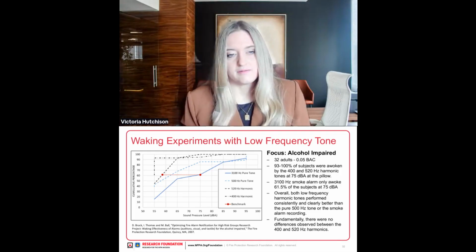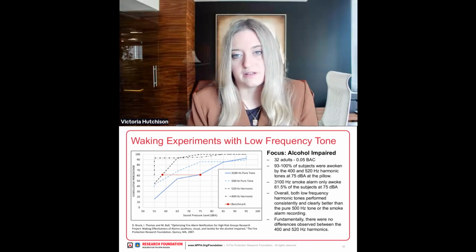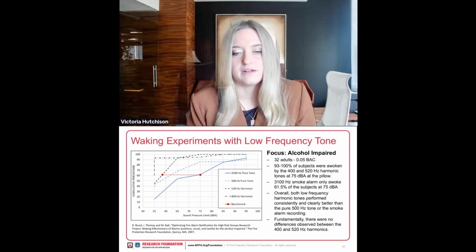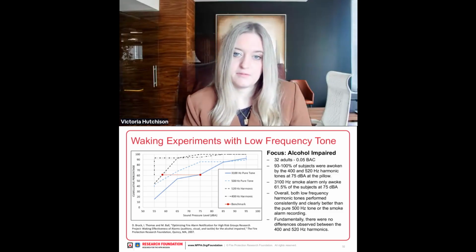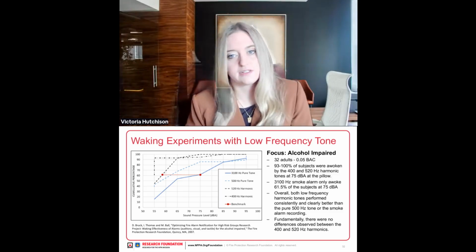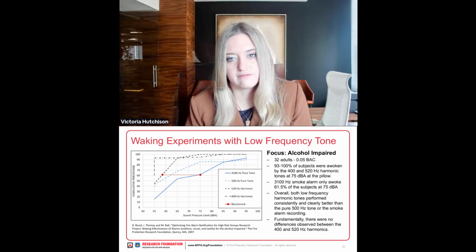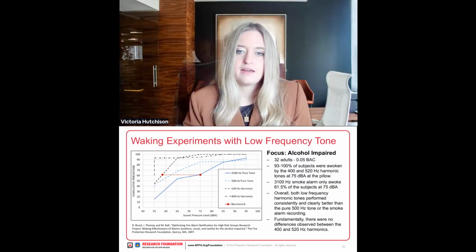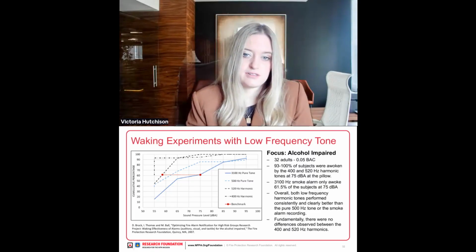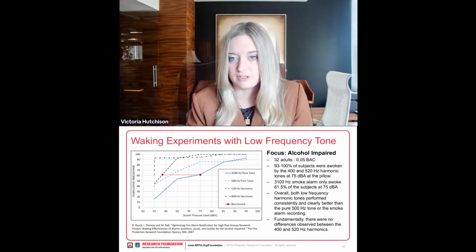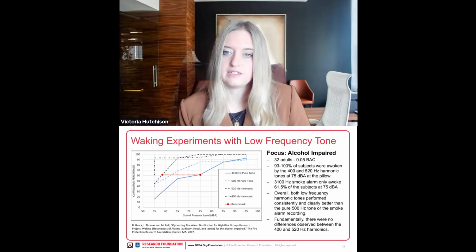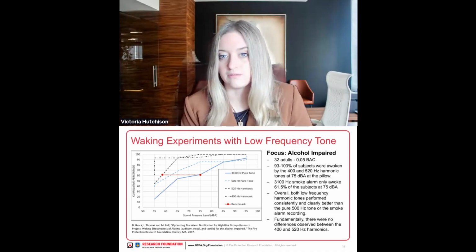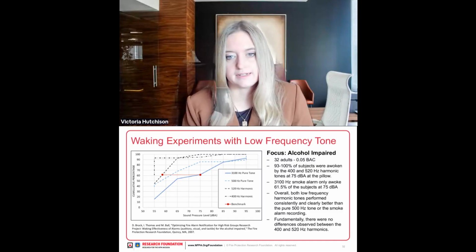This study here was waking experiments with a low-frequency tone for the alcohol-impaired. We had 32 adults involved in the study. Between 93 and 100% were awoken by the 400 to 500 hertz harmonic tones at 75 dBA. In comparison, the 3100 hertz smoke alarm only woke about 61% at that same decibel level. So you can see much greater effectiveness on that alcohol-impaired population as well.